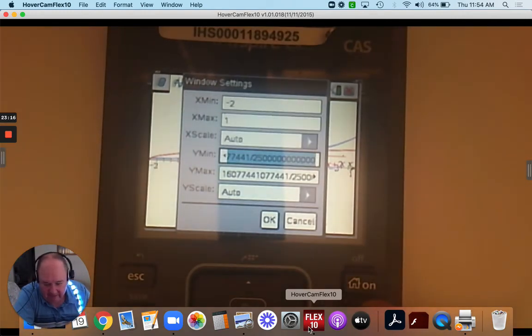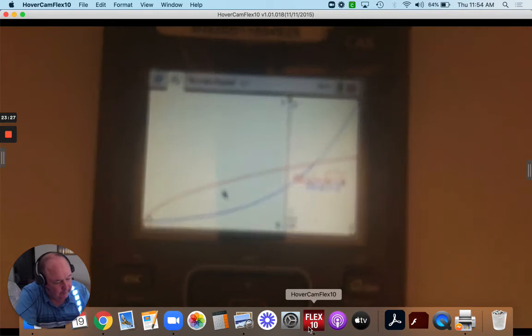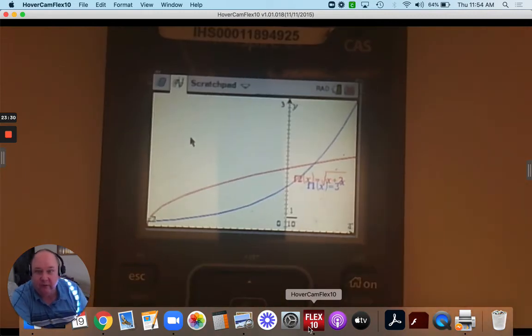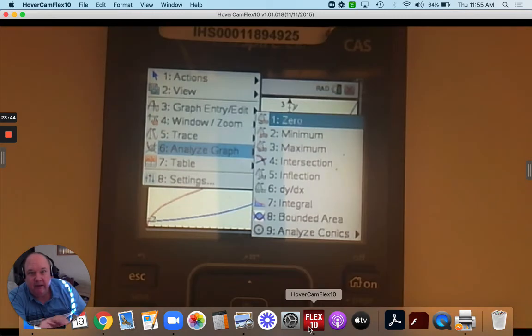So when I plug it in, I think that's a good window there. So you can see the window pretty good right there. And you can see the red is above the blue. How do you integrate off the graph? You press menu. And then do you see the analyze button, number 6? And then you can see bounded area. That's number 8.